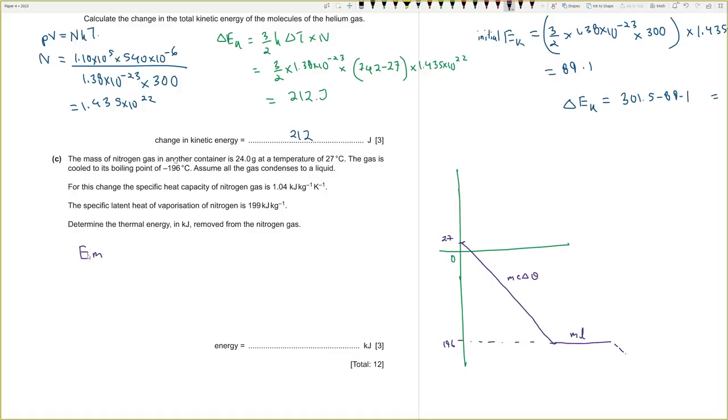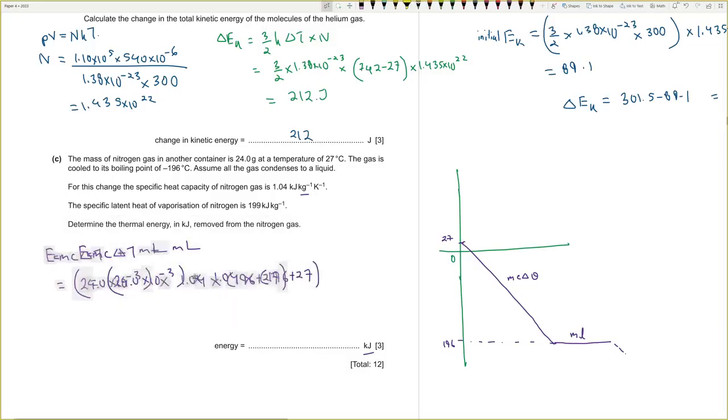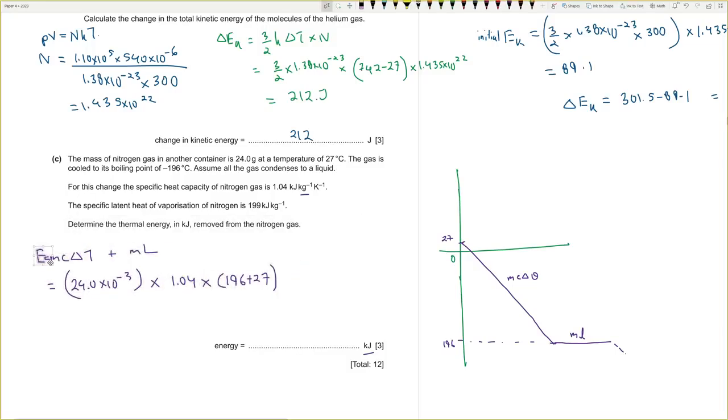So E is equal to mc del theta plus ml, right? So what is the mc del theta over here? We have to convert it to kg, by the way. So 24.0 times 10 to the power minus 3 times C, which is 1.04 kilojoules, right? So it's fine. Times the temperature change. It's actually 196 plus 27. So this is one portion. This is the first part.